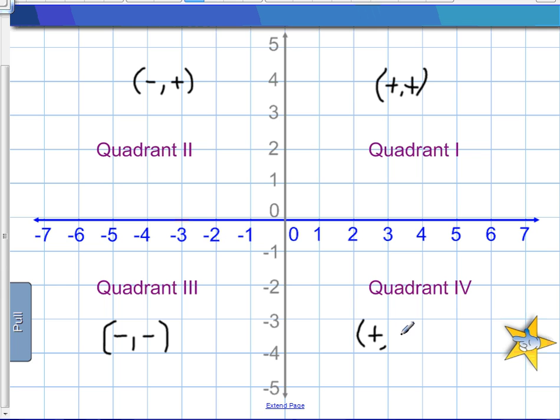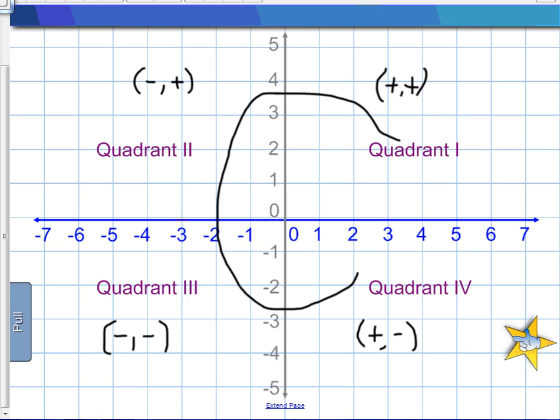What I'm talking about when I say negative, negative, positive, positive is your x and your y. In quadrant 1, your x will always be positive and your y will always be positive. If you skip down to quadrant 4, your x will be positive, but your y will be negative. The easiest way to remember the order of the quadrants is to think of coordinate plane, which starts with a C, and that's the direction the quadrants go when you number them. So it makes a giant C.